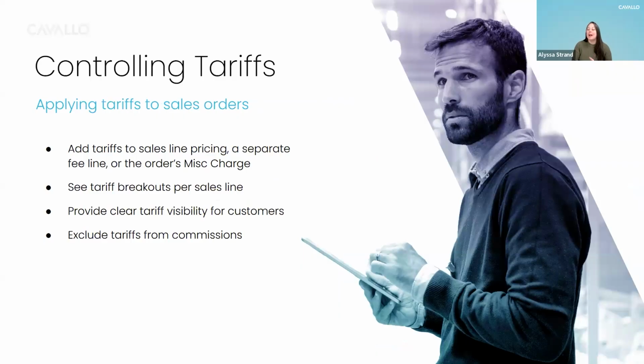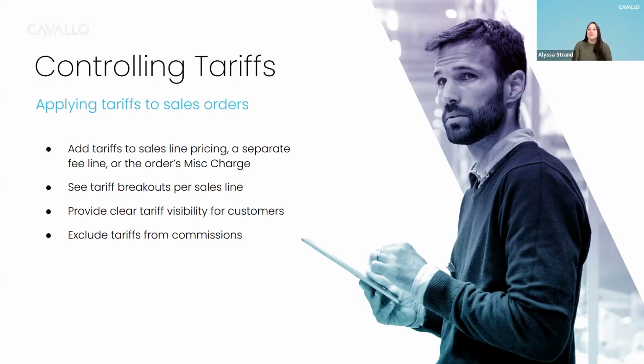We have some options for how exactly to add the tariff fees to the sales order. They can be added into each sales line's price, or they could be added as a separate fee line altogether for easy customer visibility, or they can be added to the order's miscellaneous charge field. Typically, people like these rules to be consistent for your own internal organization and sanity. But if you have different customers who need different types of visibility, then you could use some combination of these options so you can provide your customers with exactly what they're asking for.